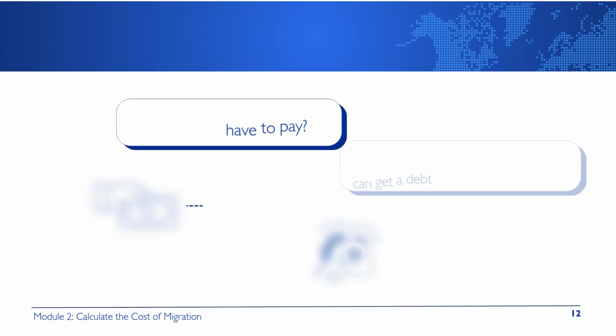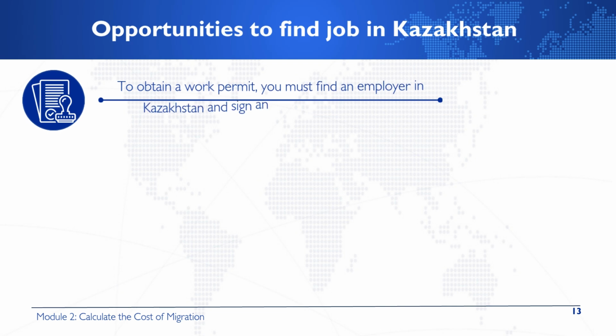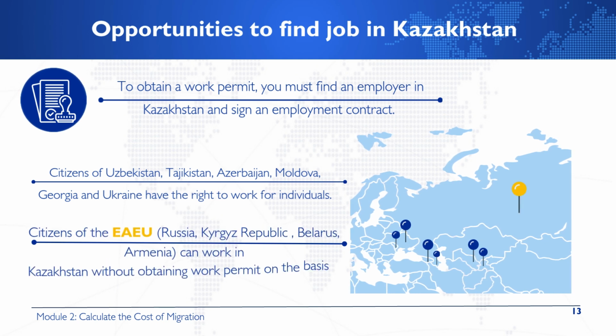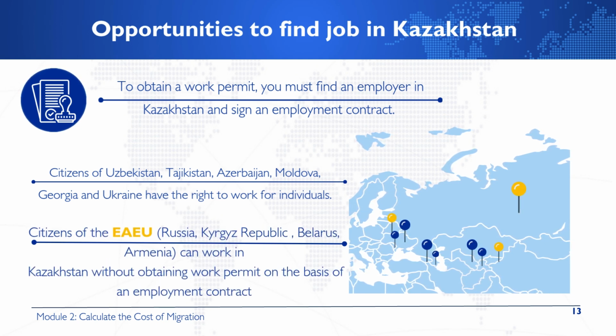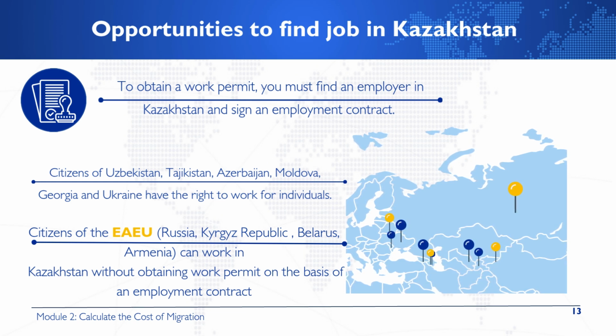Citizens of certain countries have the right to work for individuals in Kazakhstan. For example, citizens of Uzbekistan, Tajikistan, Azerbaijan, Moldova, Georgia, and Ukraine can work for individuals. Citizens of the EAEU, Russia, Kyrgyz Republic, Belarus, and Armenia can work in Kazakhstan without obtaining a work permit based on an employment contract.